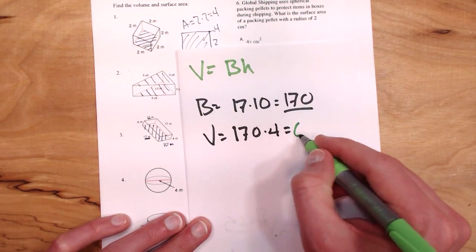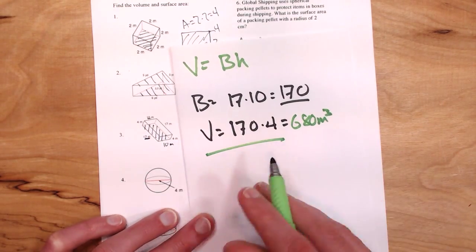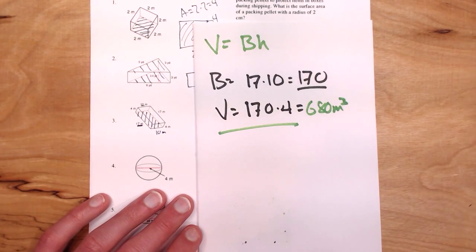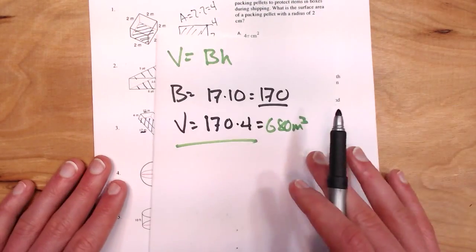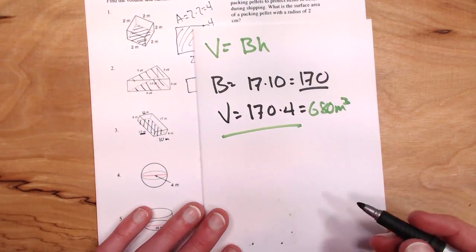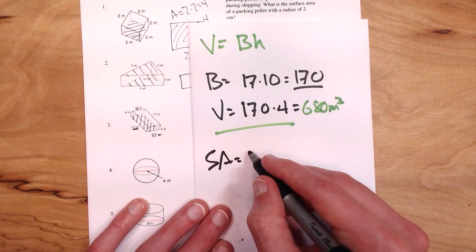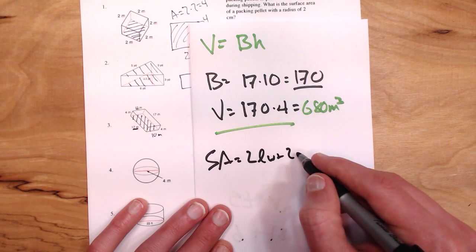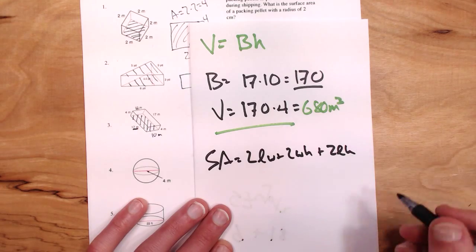And this is a volume, so the units must be meters cubed. All right, and now for surface area, we're going to use our same formula we used last time. It's right here on the formula sheet. Don't worry about memorizing it. It will be given to you on the test. So we have SA equals 2 length times width plus 2 width times height plus 2 length times height.